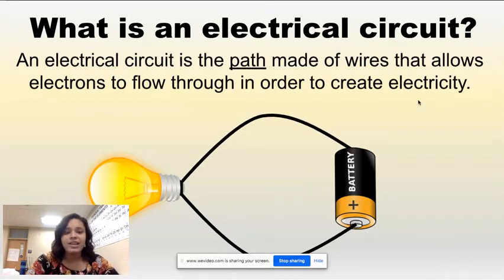So to have an electrical circuit, we have to have a complete path between a source of energy and what's going to show that electricity, what's going to light the room up, for example, a light bulb. So that's a pathway. It's an electrical circuit.